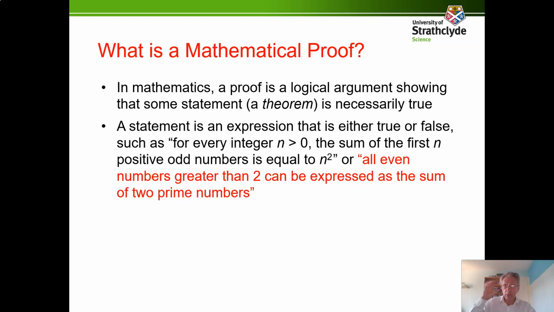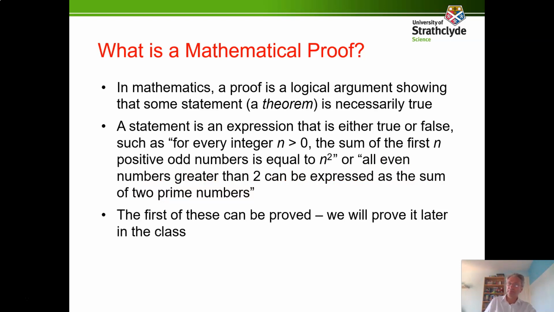But the statement actually says it's true for all even numbers. So that's 2, 4, 6, 8, 10, 12, 14, 16, 18, 20, and so on and so on and so on. There's an infinite number of these, and I've got to prove that it's true for all of them if I want to show that this statement is correct. So that's the challenge of proof.